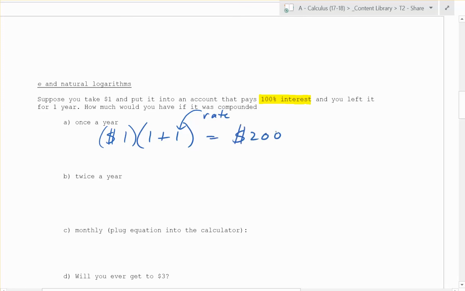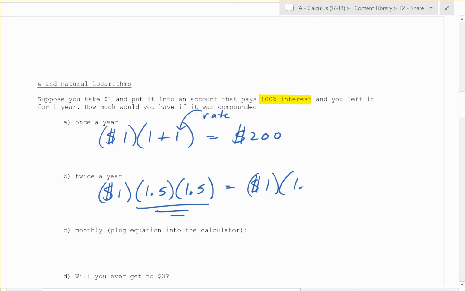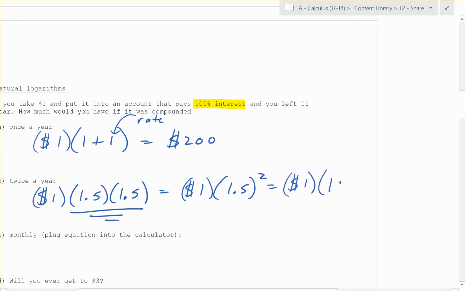What does it mean to compound something twice a year? Well, you're going to start with $1, but then you're going to grow by 50% twice. That's what that is right there, 50% twice. In other words, that's $1 times 1.5 squared. Another way to write that would be $1 times 1 plus the 100%, which is 1, divided by twice a year, squared. If you did this on your calculator, 1.5 squared is 2.25. You end up with $2.25.